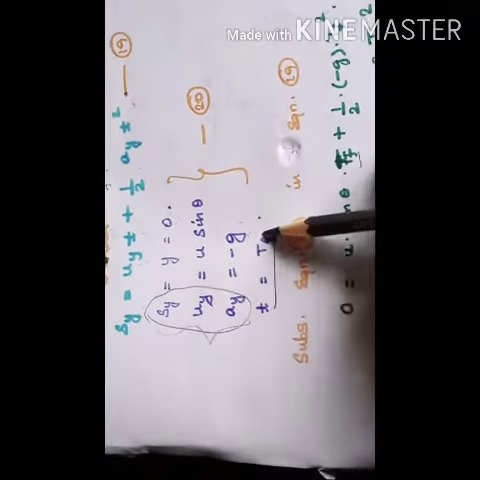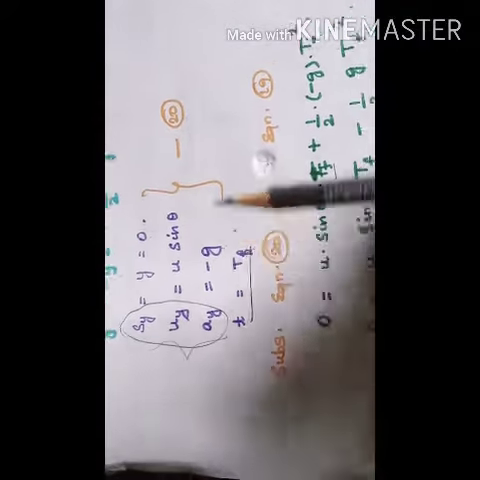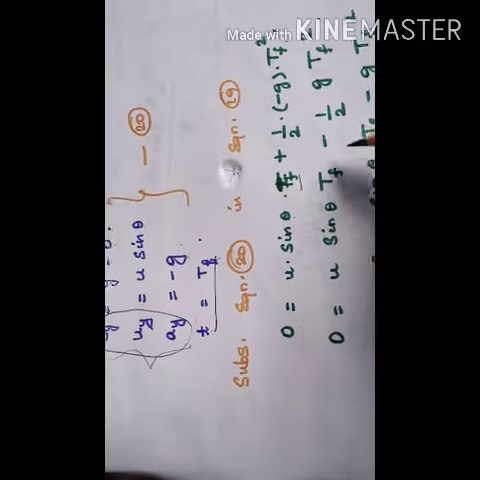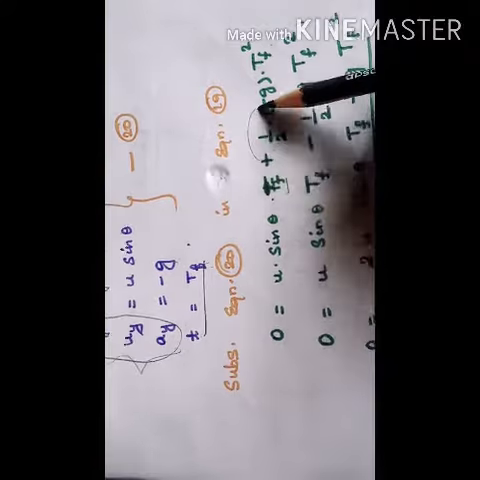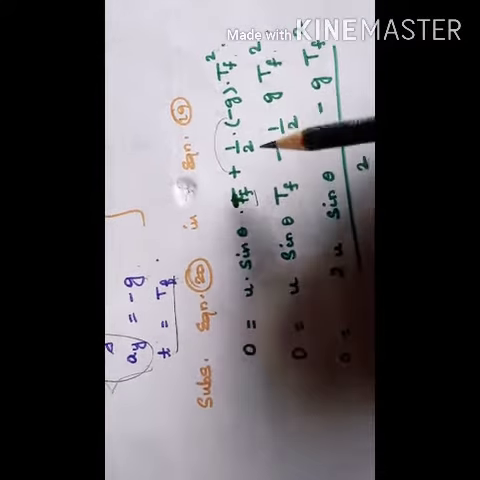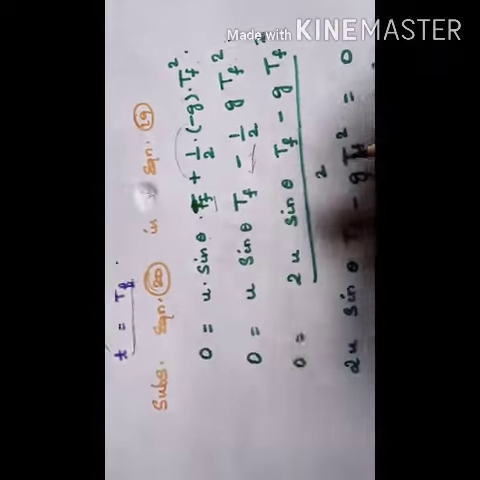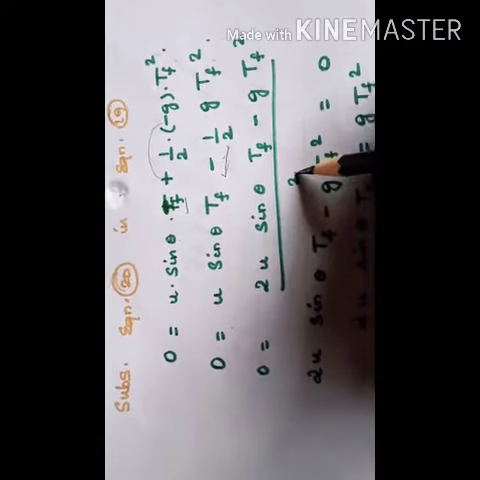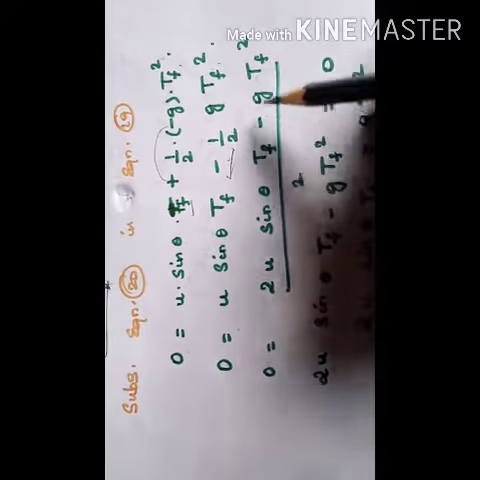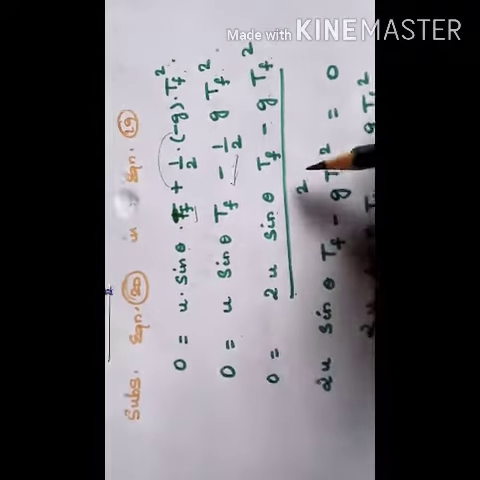T is equal to tf means then t square is equal to tf square, I am showing here, and then 0 is equal to u sin theta tf plus into minus half g tf square. Now we are going to take the LCM. So after taking the LCM, this equation changes to like this. So 0 is equal to 2u sin theta tf minus g tf square divided by 2.